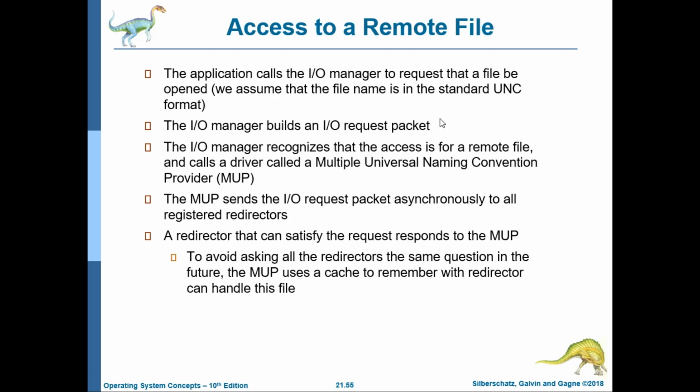Now, access to a remote file. In this process, the application calls the I/O manager to request that a file be opened. We assume that the file name is in standard UNC format. Next, the I/O manager builds an I/O request packet. Then the I/O manager recognizes that the file is a remote file, so it's not really stored on the local or physical disk, and calls a driver called the Multiple Universal Naming Convention Provider, or MUP. The MUP sends the I/O request packet asynchronously to all registered redirectors. Then a redirector that can satisfy the request responds to the MUP.